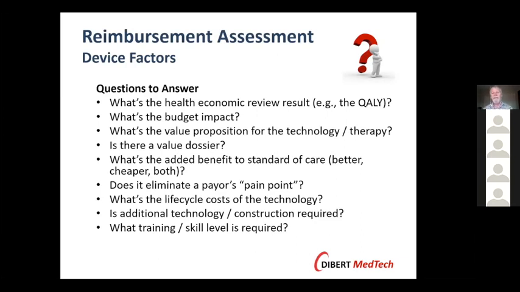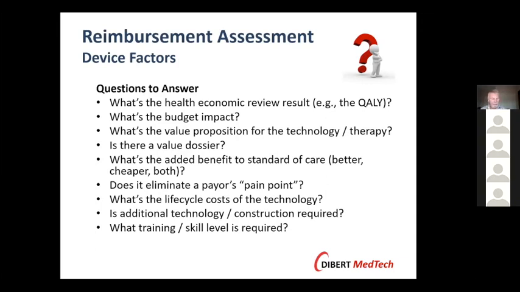And you have to have the value proposition. What is the value proposition? It's almost like your elevator pitch for your device. You need a value dossier. What's the dossier? What's the clinical evidence? What's the economic evidence? And it's a big electronic file now. It's not a binder anymore. It's an electronic file that has all the evidence that you can gather in one place that can be used to make your argument.